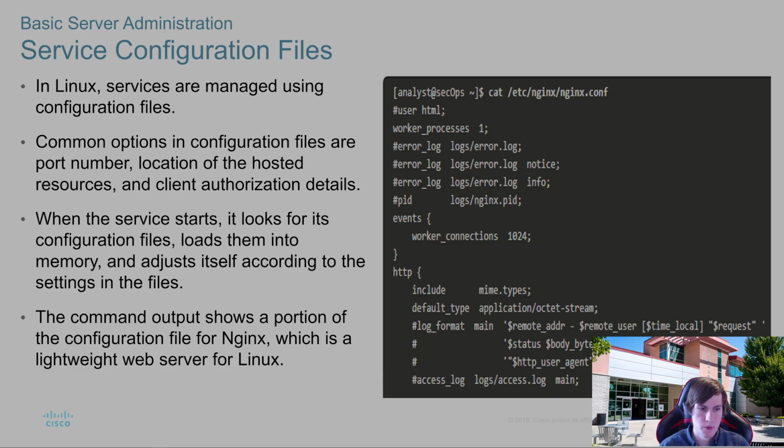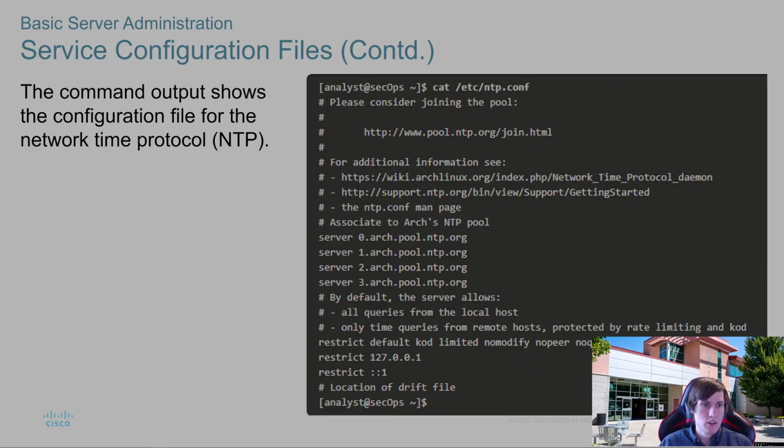So the command output shows a portion of the config file for Nginx, which is a lightweight web server. So you'll see this a lot for deployment of web servers. Then the command output shows the config file for Network Time Protocol. So again, we're seeing how our NTP is set up, and then here are all of our server pools. You can see arch pool ntp org, etc. And if we're trying to connect to server 4 and it's not showing here, we can go, oh, okay, because it's not configured.